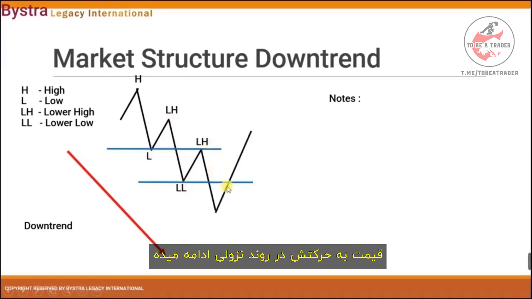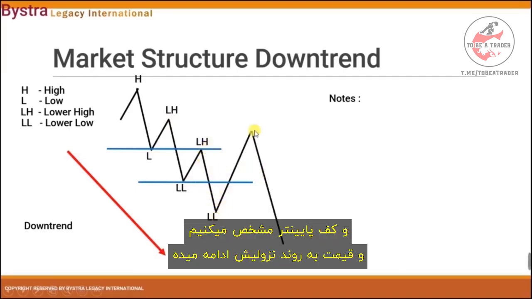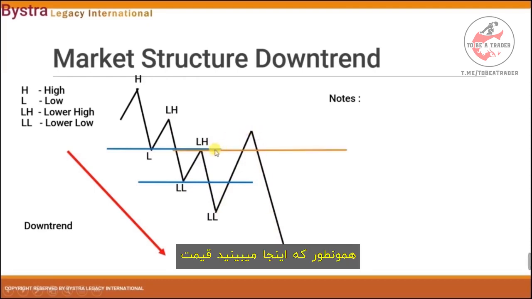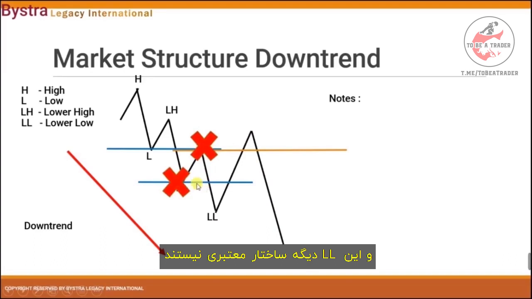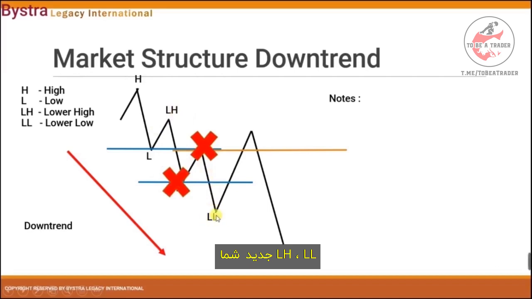So price continues to go on a downtrend, and we mark the structures lower high, lower low, and price continues on a downtrend. As you can see here, price has broken the previous lower high, and therefore this lower high and this lower low are not a valid structure anymore. This will be your new low, lower high, your new lower low, and this will be your new lower high.